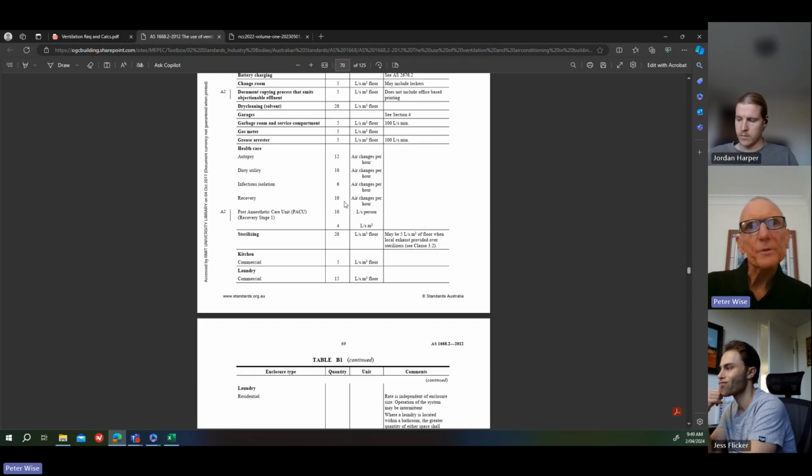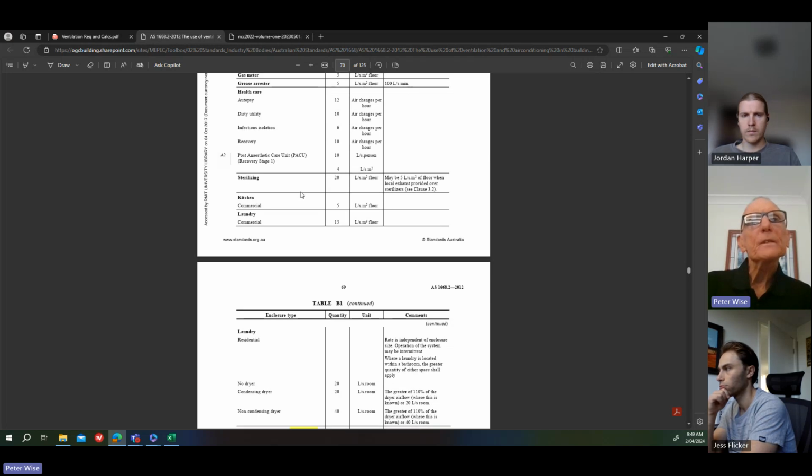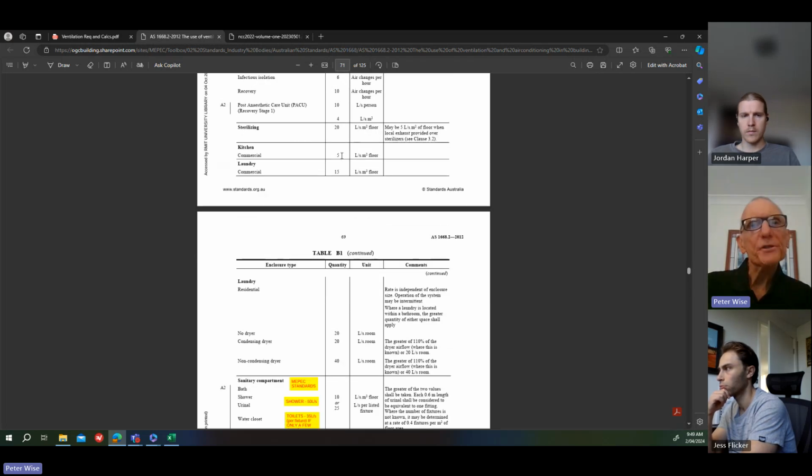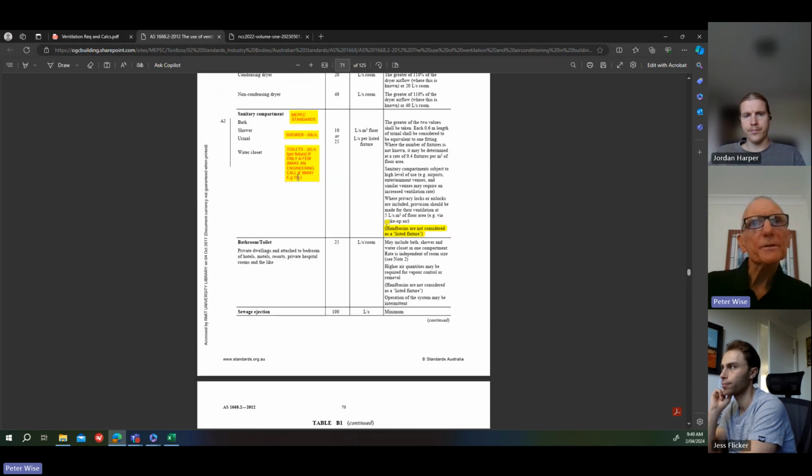Again, just be careful using those numbers, because there might be a hospital code or something else that overrules this. Kitchen areas. This is on top of the localised hood, 5 litres a second per square metre. Now, we'll just quickly have a look at this one.